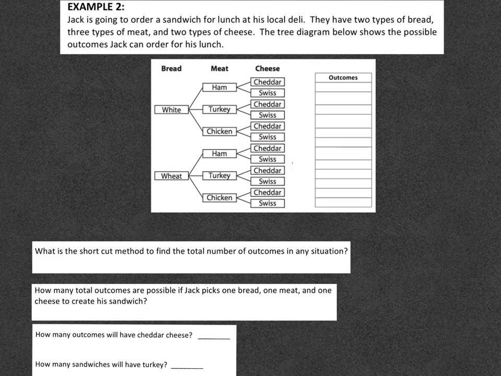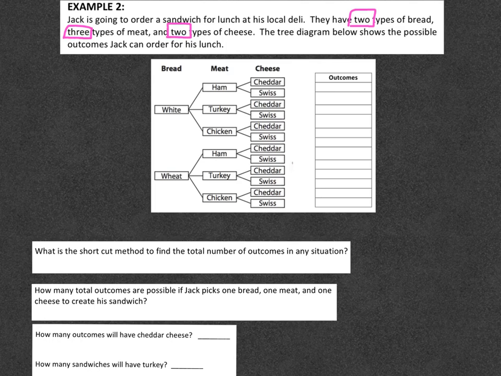All right, the next one already has the tree made. It says that Jack is going to order a sandwich for his lunch at his local deli. They have 2 types of bread, 3 types of meat, and 2 types of cheese. The tree diagram below shows the possible outcomes Jack can order for his lunch. Again, the important information, I have 2 types of bread, 3 types of meat, and 2 types of cheese.